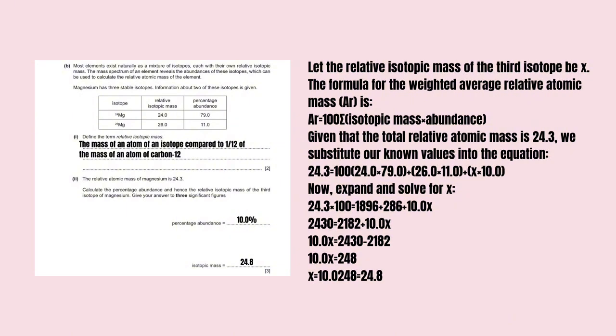Combining the constants gives 2430 equals 2182 plus 10x. Isolating the variable gives 10x equals 248, which means x equals 24.8. So our final answer is 26Mg at 10% and 24.8.